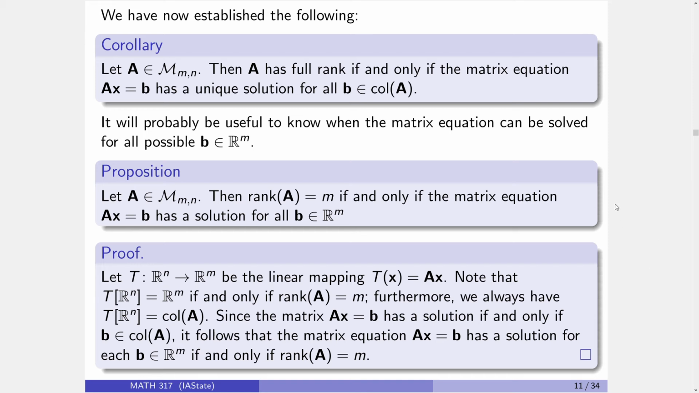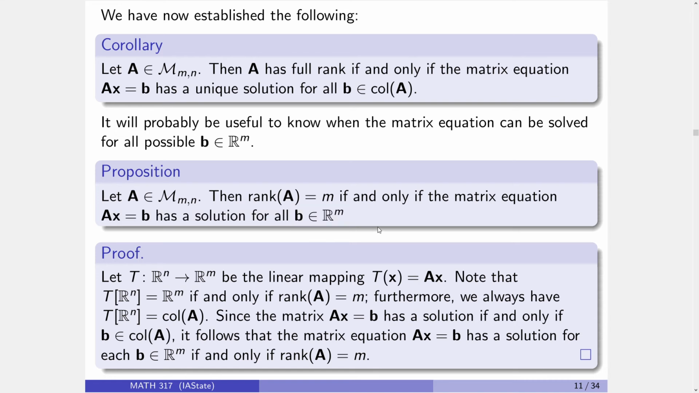Okay, beautiful. So these two results are basically two if-and-only-if statements about solutions of matrix equations in terms of the rank of the matrix. If the rank of the matrix is equal to the number of columns, which we call full rank, then Ax equals b has a unique solution for all b in the column space. If the rank is equal to the number of rows, then the matrix equation can always be solved, regardless of what the right-hand side is.